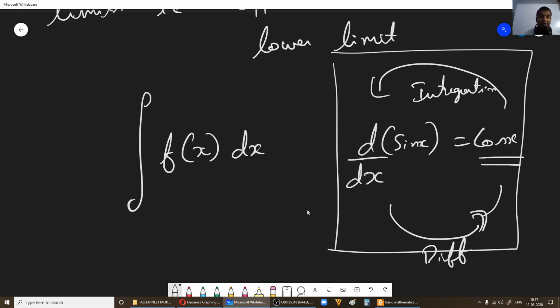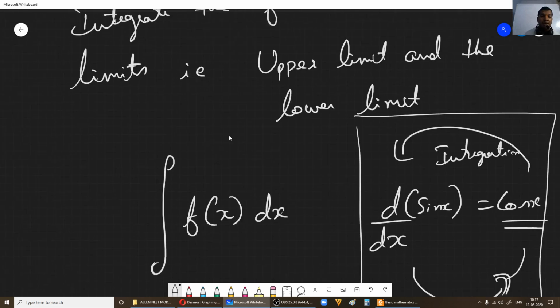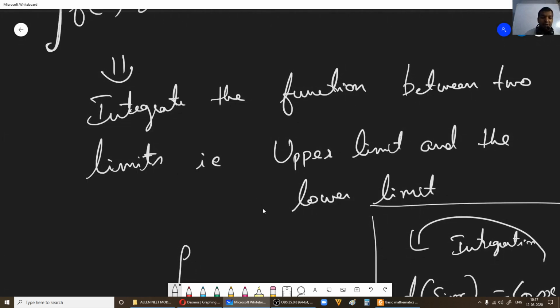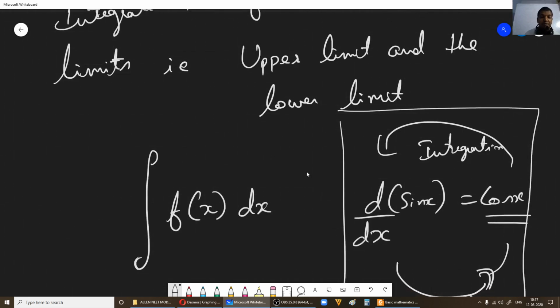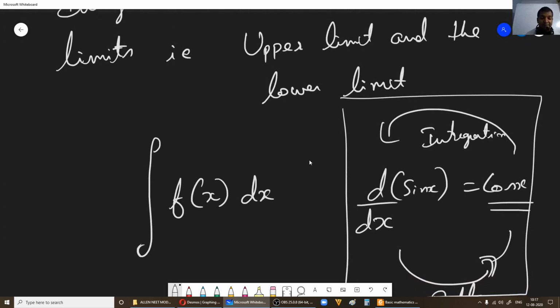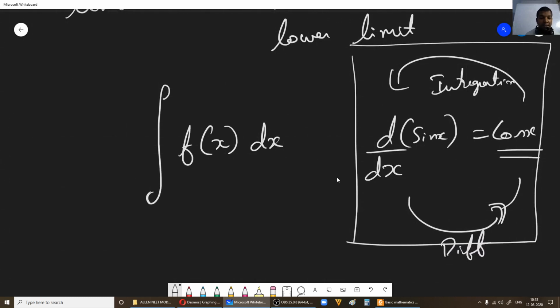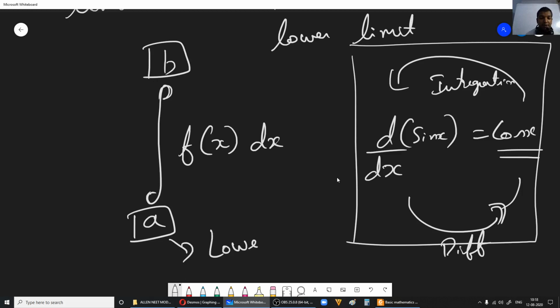Now coming to definite integrals, we are integrating the function between two limits. One of them is called the upper limit and the other one is the lower limit. We'll write it like this, say a and b. Just below the integration symbol, which looks like a long capital S, we'll write a, and above that we'll write b. Here a stands for the lower limit, and b stands for the upper limit.